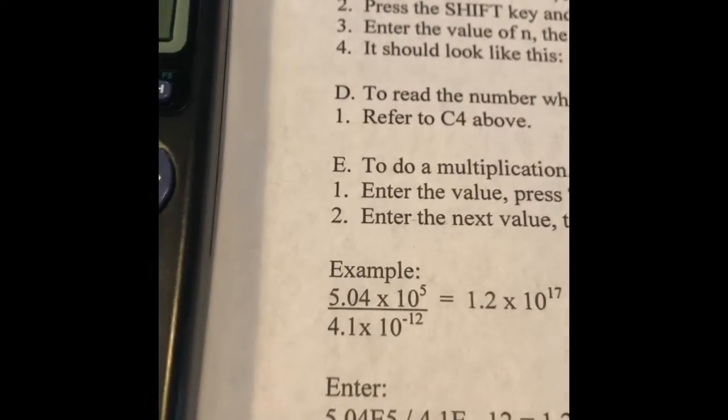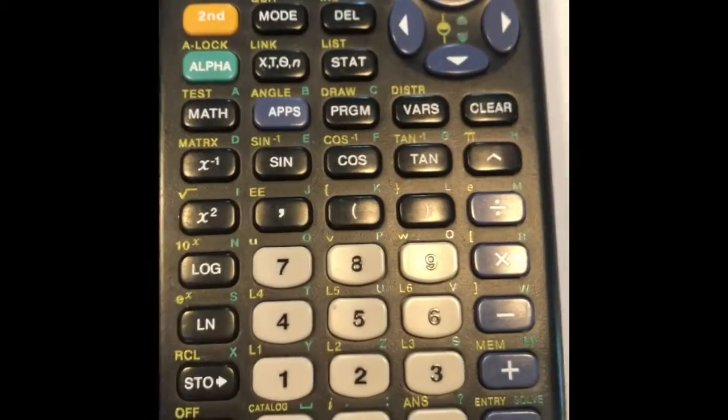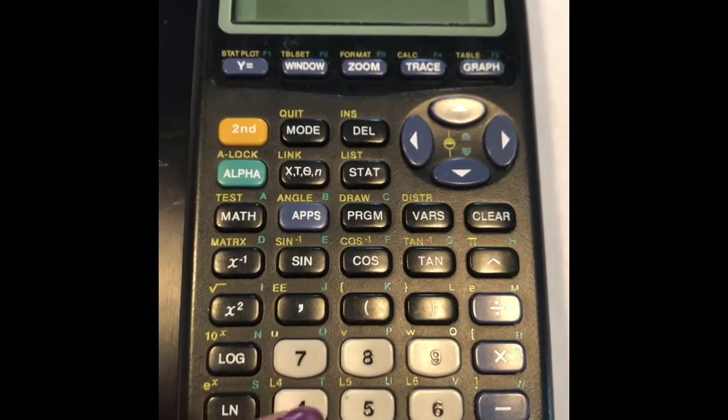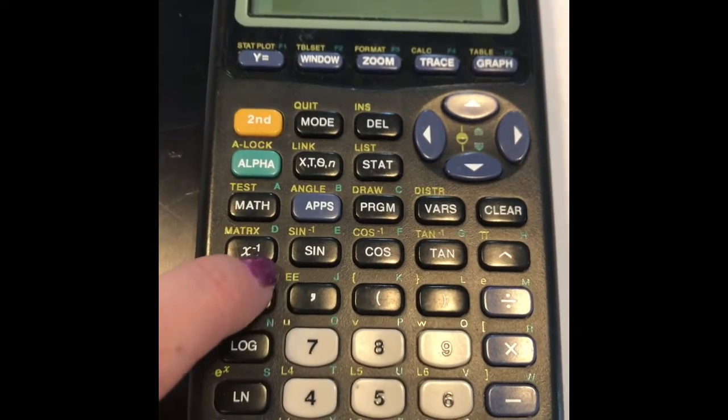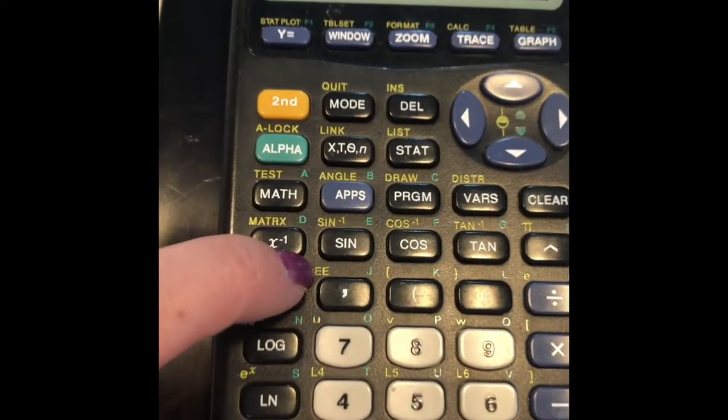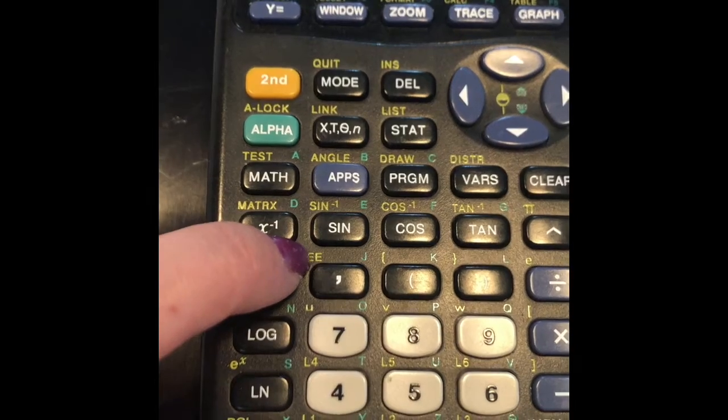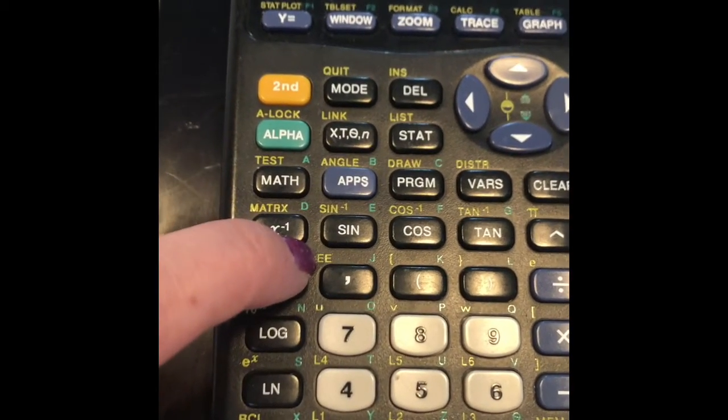So the way we do that with a graphic calculator is we use the EE key. So looking at the calculator, I would type in 5.04 and see where the EE is. That's what we're going to use to tell the calculator that this is one number, not two numbers multiplied together.